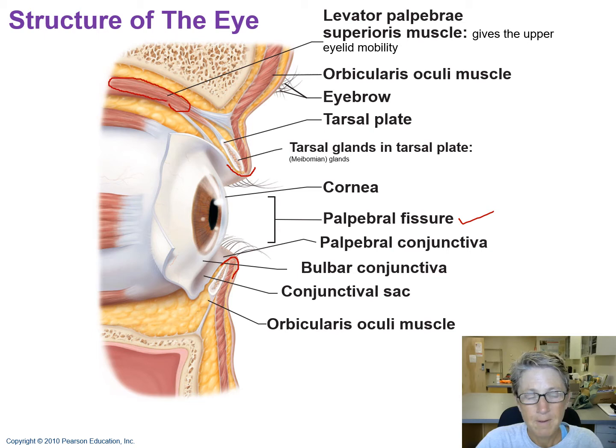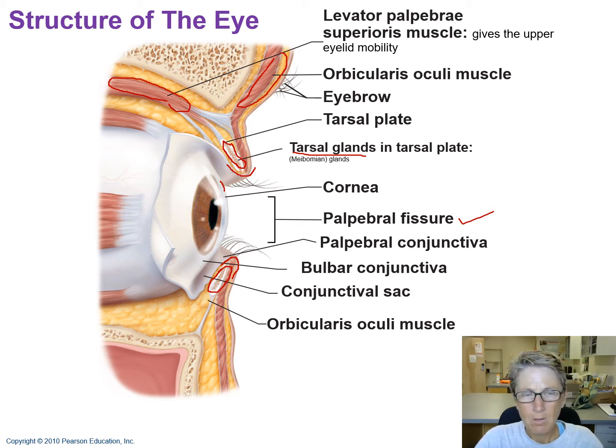So here it is. And then there's this muscle here, orbicularis oculi muscle. You can see that's also associated with your eyebrow and then runs into your eyelid. And then to give your eyelid shape is this thing called a tarsal plate. So here's the tarsal plate for your upper eyelid. Here's the tarsal plate for your lower eyelid that gives your eyelid shape. And then within the tarsal plate, there are things called tarsal glands or meibomian glands.